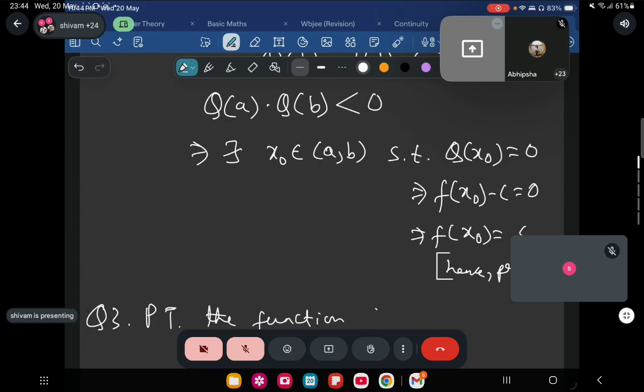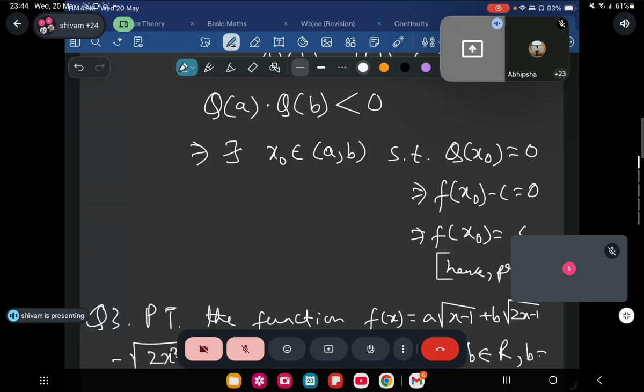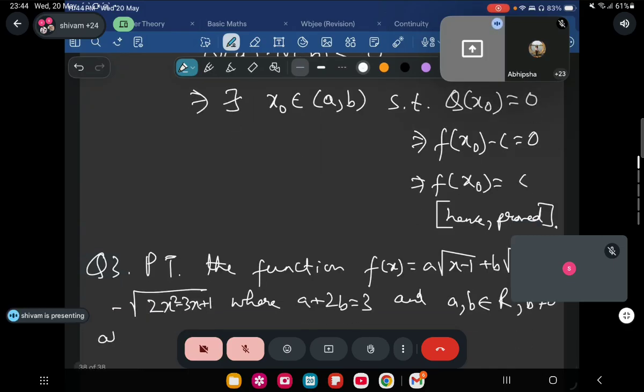Prove that the function f of x equal to a into root over x minus 1 plus b into root over 2x minus 1 minus root over 2x square minus 3x plus 1, where a plus 2b equal to 3 and a, b belongs to real numbers or b not equal to 0, always has a root in 1, 5 for all b belongs to real numbers. Solve.